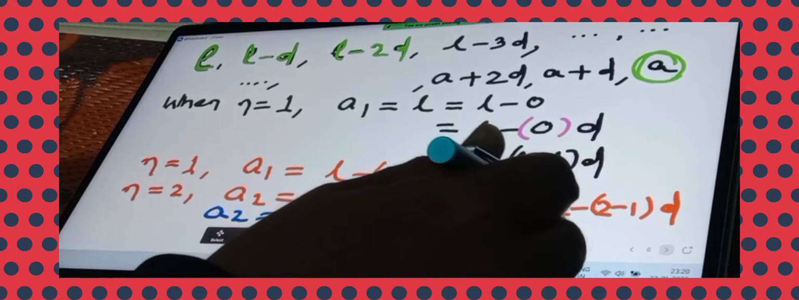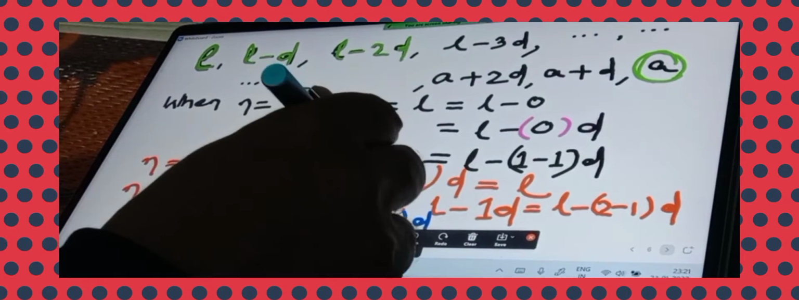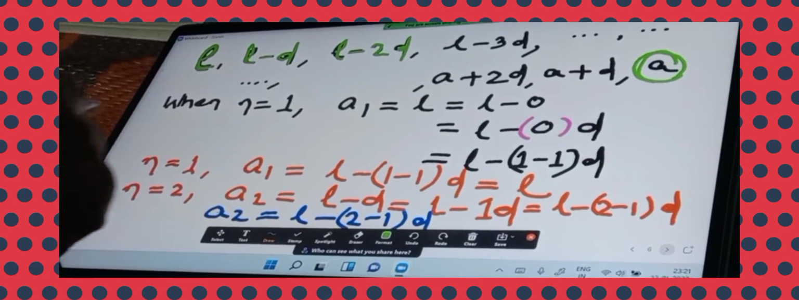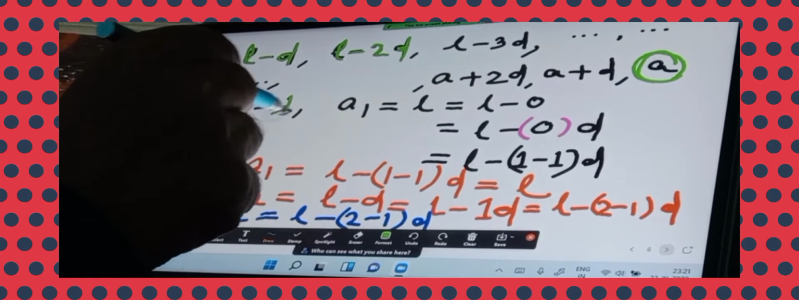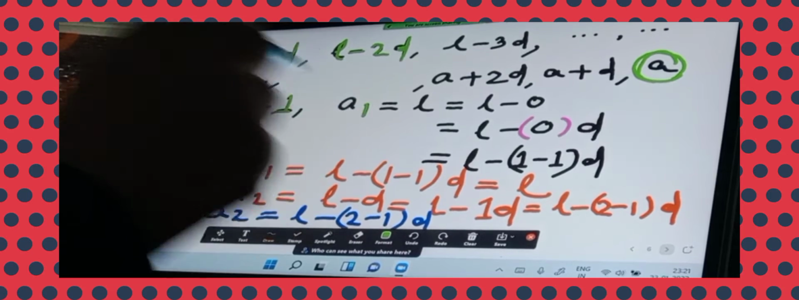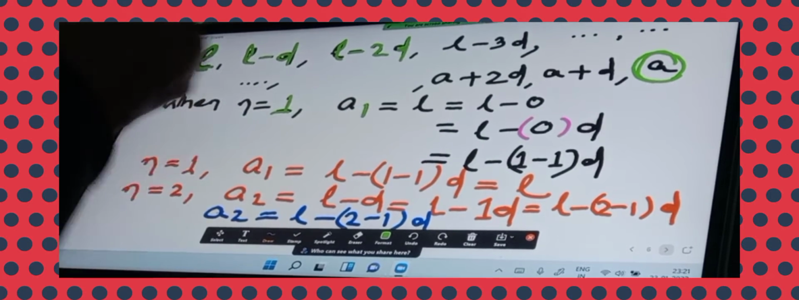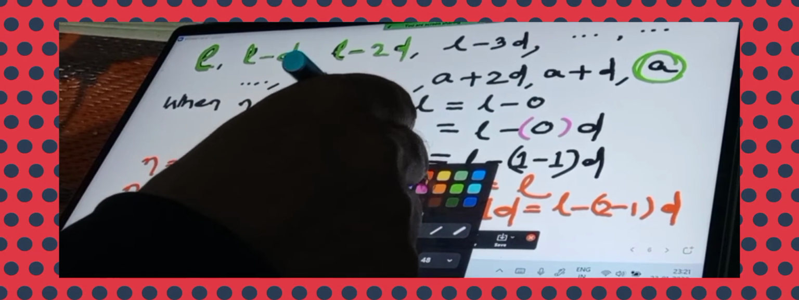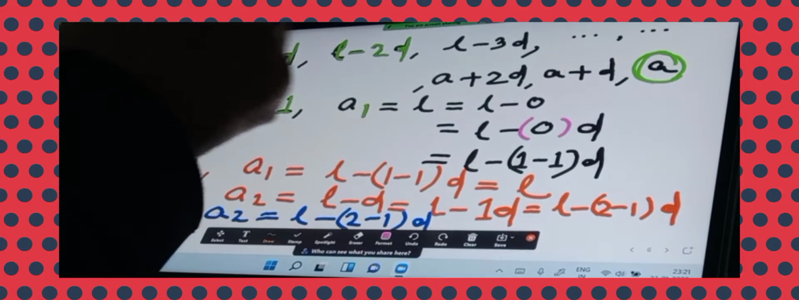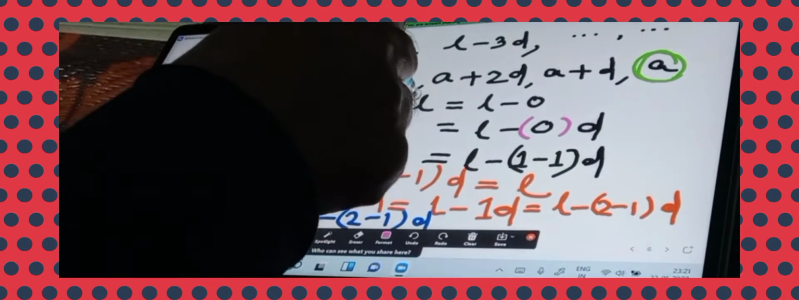So if I ask you, students, what is the first term here? When n is equal to 1, what is the first term? A1, and which is L. The first term is L. Here the first term L is given, so you can write first term is L.